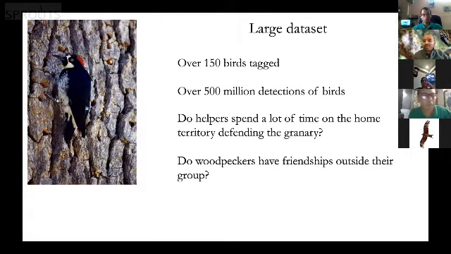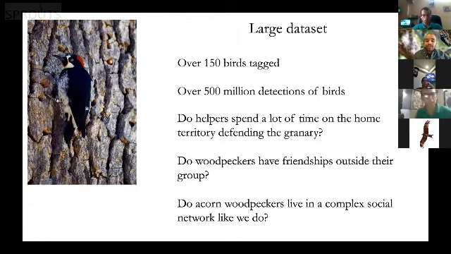We are asking questions about whether woodpeckers have friendships outside their group. So do woodpeckers go and associate and meet their friends that live in other territories, just like we go and meet friends who have their own families, right? We know we have personal connections with other individuals in our society. So do acorn woodpeckers have friendships outside their group as well?